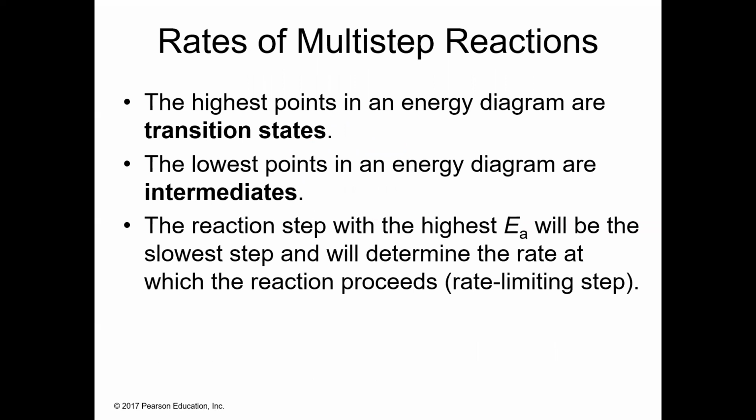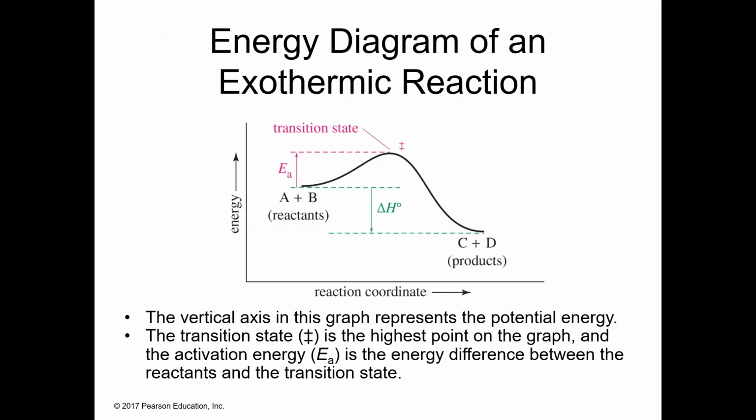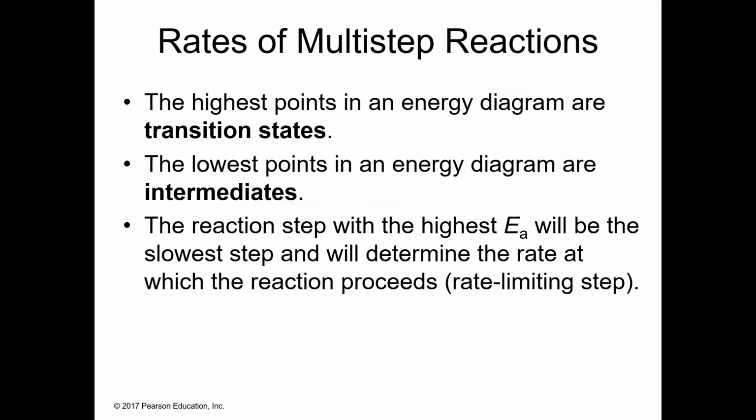The lowest points between reactants and products are intermediates. This particular reaction did not have an intermediate. It just went from reactants to products. The reaction step with the highest activation energy will be the slowest step and will be the rate determining step. Okay, so a reactive intermediate is a species that's formed in one step, but then it's consumed in a subsequent step. So it doesn't show up in the products.